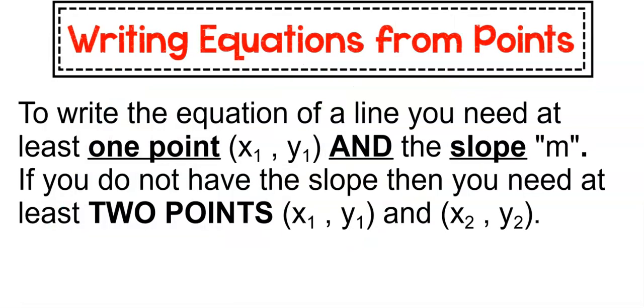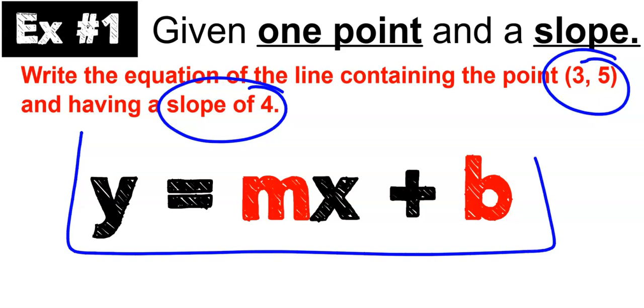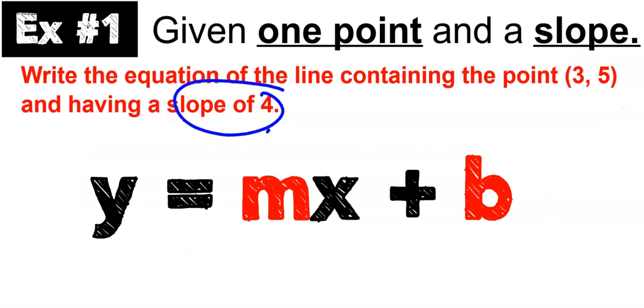Let's get started. In order to write an equation from points, you need to have at least one point value, and you also have to have a slope number, or an m. If you don't have a slope number, then you'll need to have at least 2 points. Here's an example. If you're given the point 3, 5, and a slope of 4, can you write the linear equation? Well, so far, we only know one of the numbers we need.